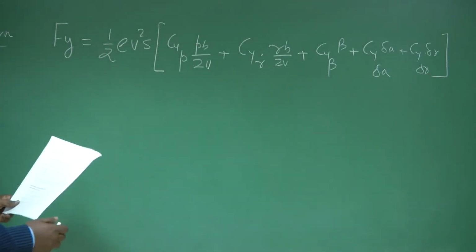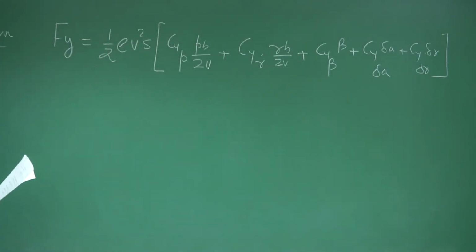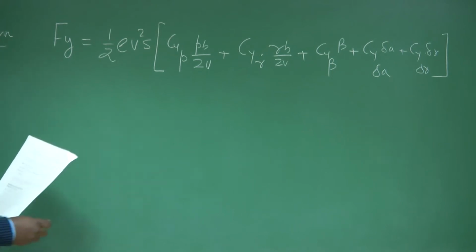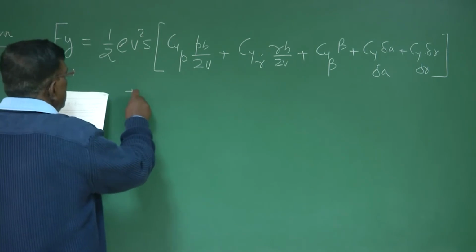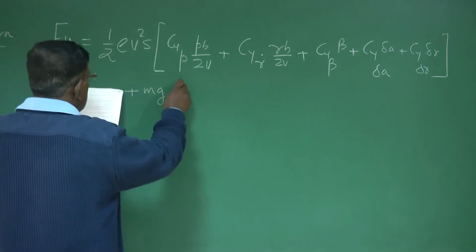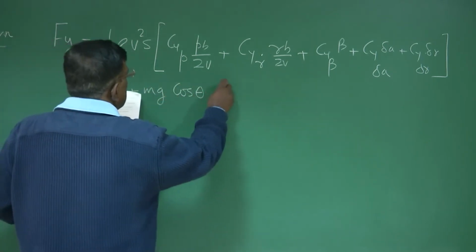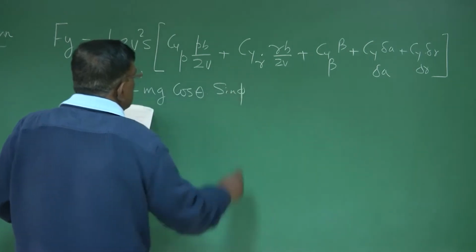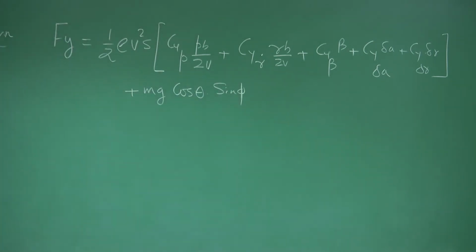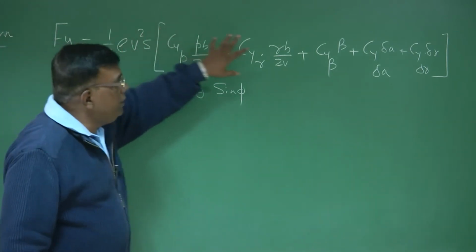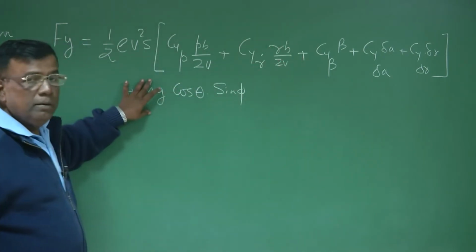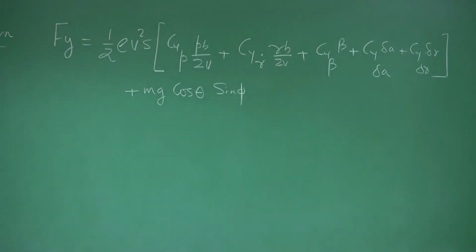Of course, the Fy will have some component because of the bank, which will be the component of the weight, and that term is plus mg cos theta sin phi. So this is the new thing I have written. This is one of the equations of a 6-DOF model. You should understand before you do an experiment that this part is the aerodynamic force and this part is because of gravity, and theta is the pitch angle.